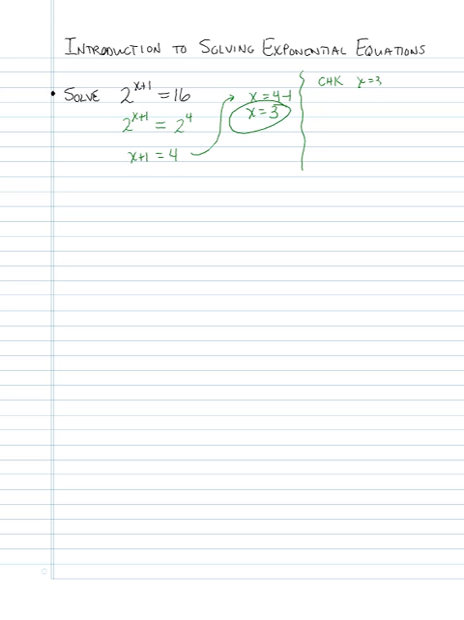And if we were checking it, that's exactly what we would do. We would replace on the right side our x with a 3, and then we would just see whether the two sides are equal. And of course, on the left side, we have 2 to the 4th, and since we know 2 to the 4th is equal to 16, then we know that we have found the solution.